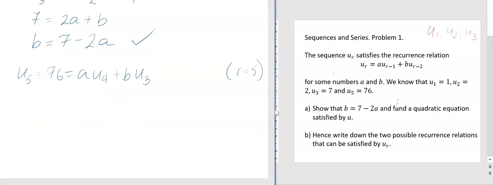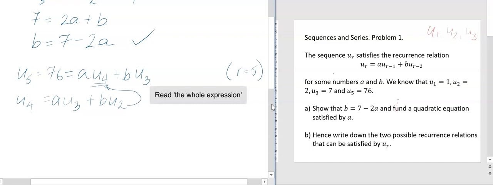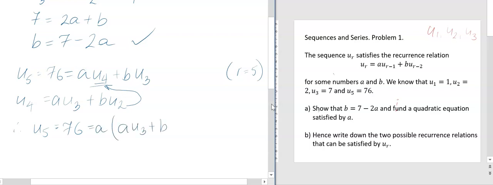Okay, so we have the term U3, but we don't have the term U4, right? And that's the term that we need to produce, again using the same recurrence relation. Let's do that. So U4 equals A U3 plus B U2. And the next step is to substitute this term back into the expression for U5. So it follows then that U5 equals 76, and it is equivalent to A times (A U3 plus B U2) plus B U3.